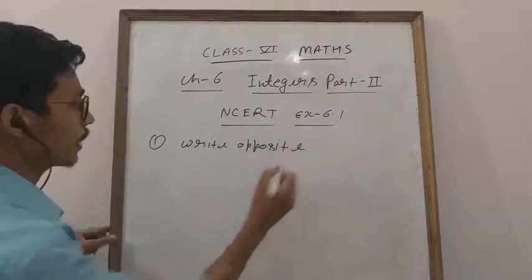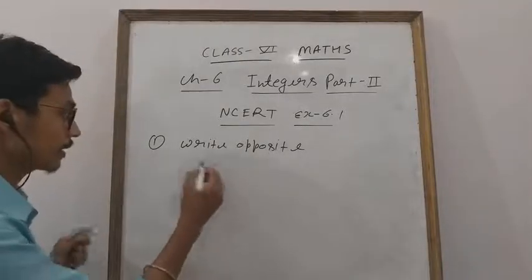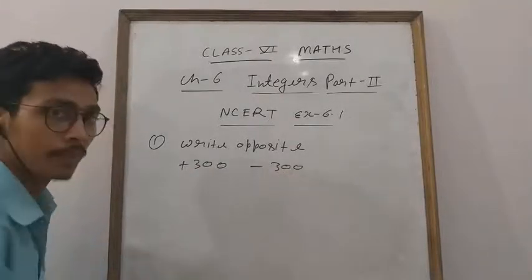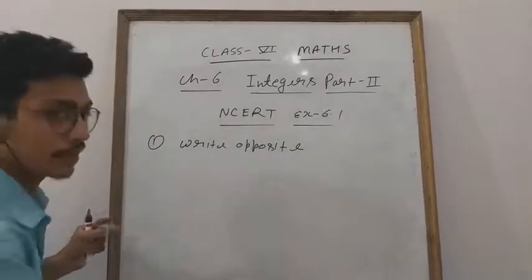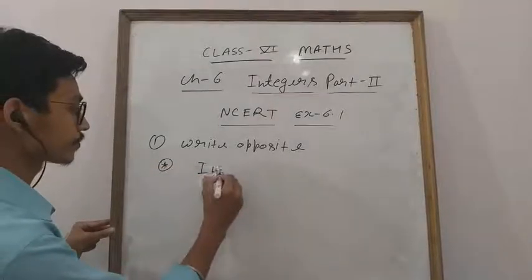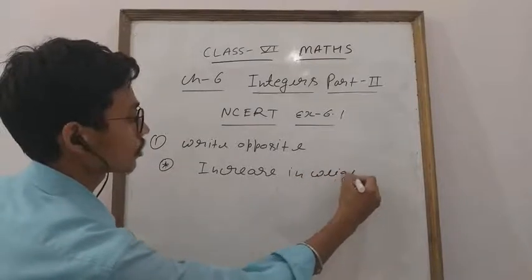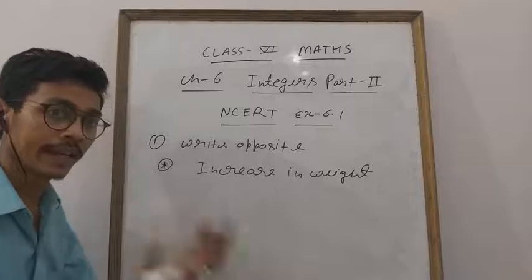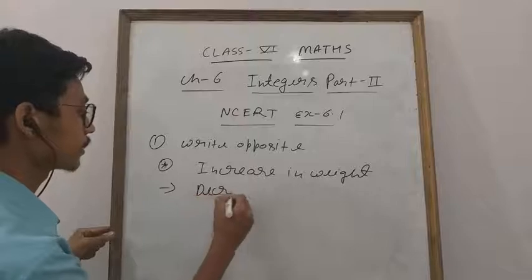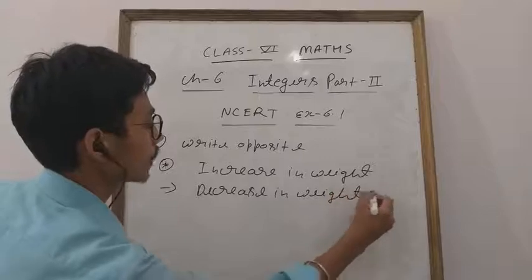Opposite means you know that if I am writing up, what is the opposite of up, student? Down. If I am writing plus 300, what is the opposite of this? Minus 300. Simple thing. You only have to write it in the form of a statement which is given. Increase in weight is given first. This is quite simple, student. Increase means enhancement. So what you will write? The answer is decrease in weight. This is a very common term, student.